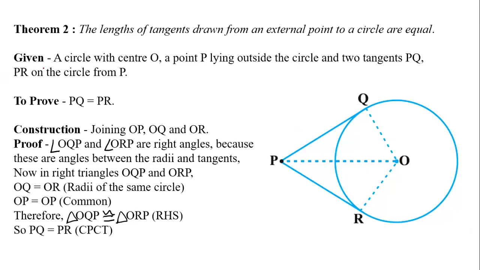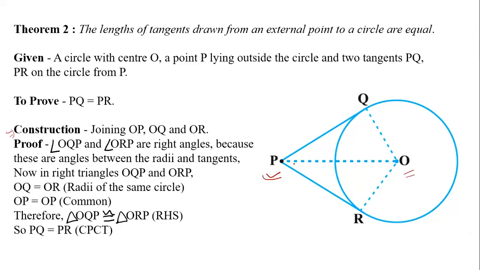So let's see in the diagram, point P is given and a circle of center O is given, and from point P two tangents PQ and PR are drawn. So we have to prove that PQ is equal to PR. So we must do some construction. We joined OQ and OR, these are the radii of the circle, and then we joined PO.